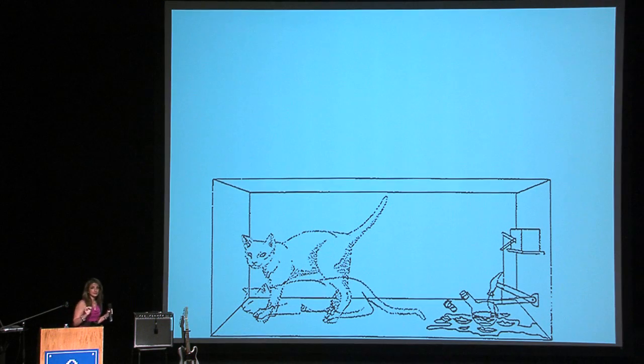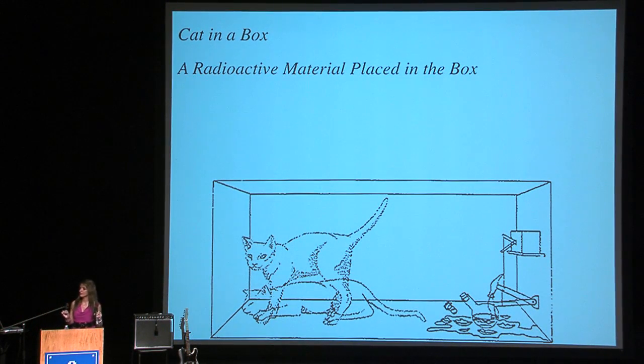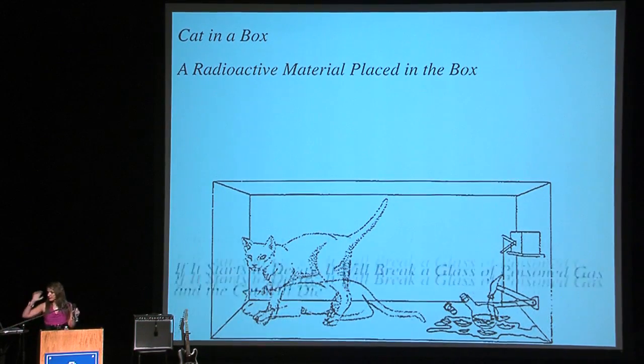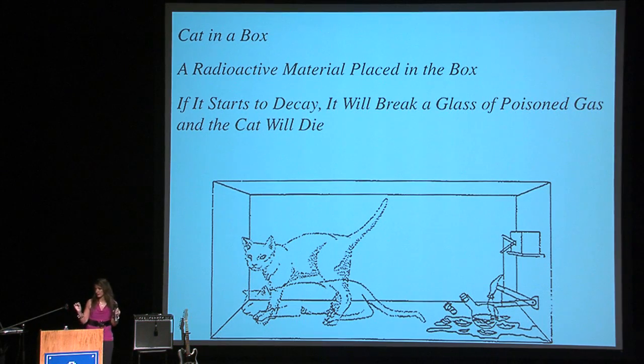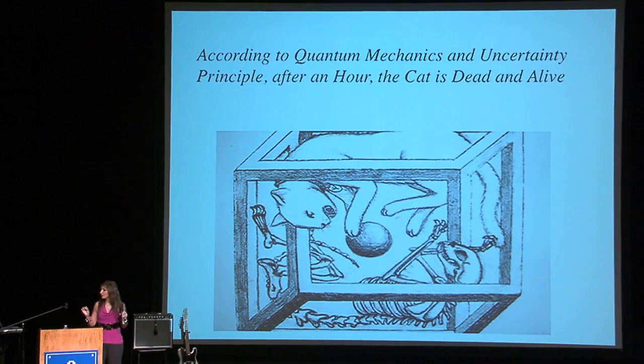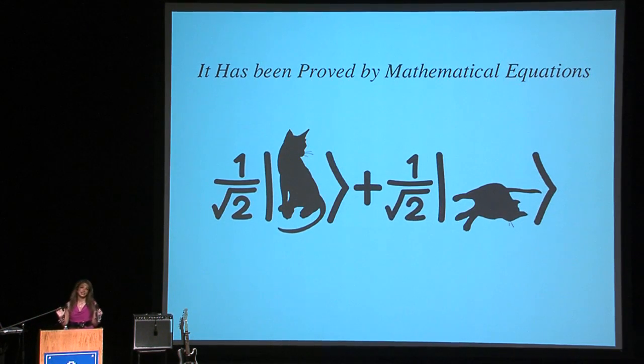So now let's do a very interesting experiment. Imagine that we have a cat in a box, right? And then we have a radioactive material also placed in the box. If the radioactive material starts to decay, it will break a glass of poison gas, which will kill the cat. But here's the interesting thing. According to quantum mechanics and the uncertainty principle, after an hour, the cat is dead and alive. And I know it doesn't make that much sense, but believe it or not, it has been mathematically proven.